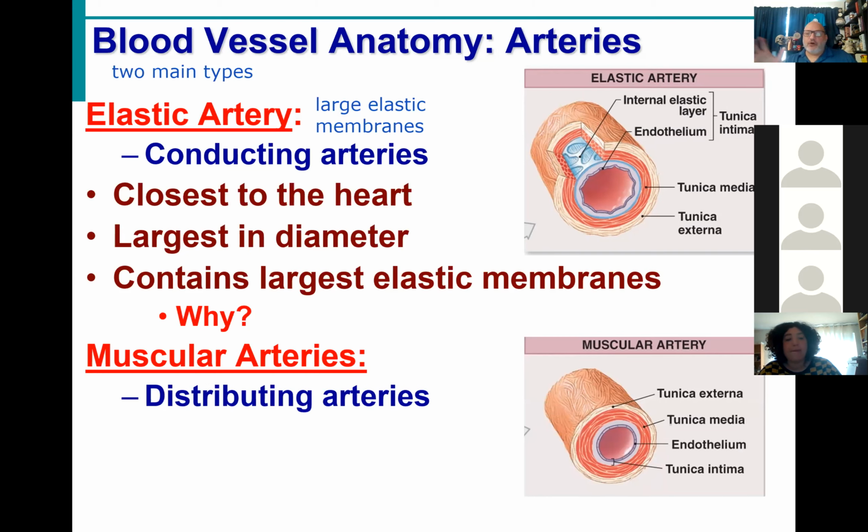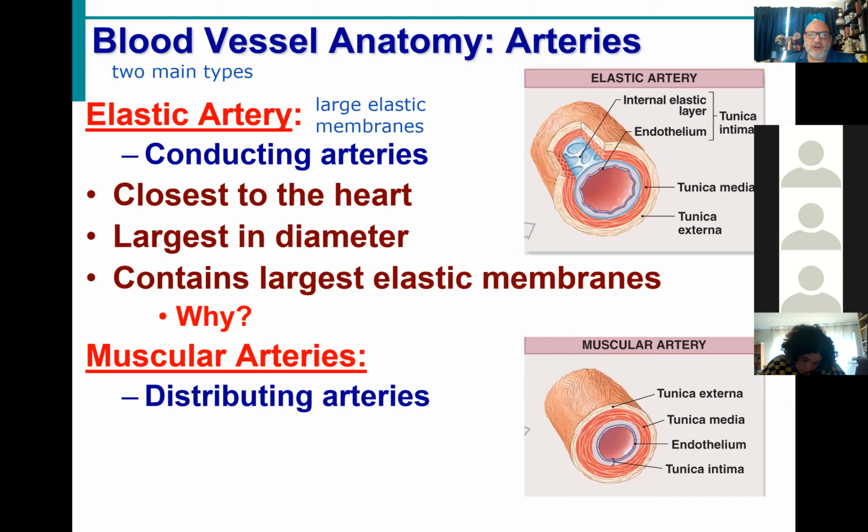As you move further from the heart, you end up in what we know as the muscular arteries. Muscular arteries are also known as the distributing arteries. And why do you think they're known as the distributing arteries? Distribute out to the different limbs. Yeah, absolutely. The limbs or the other organs that they need.